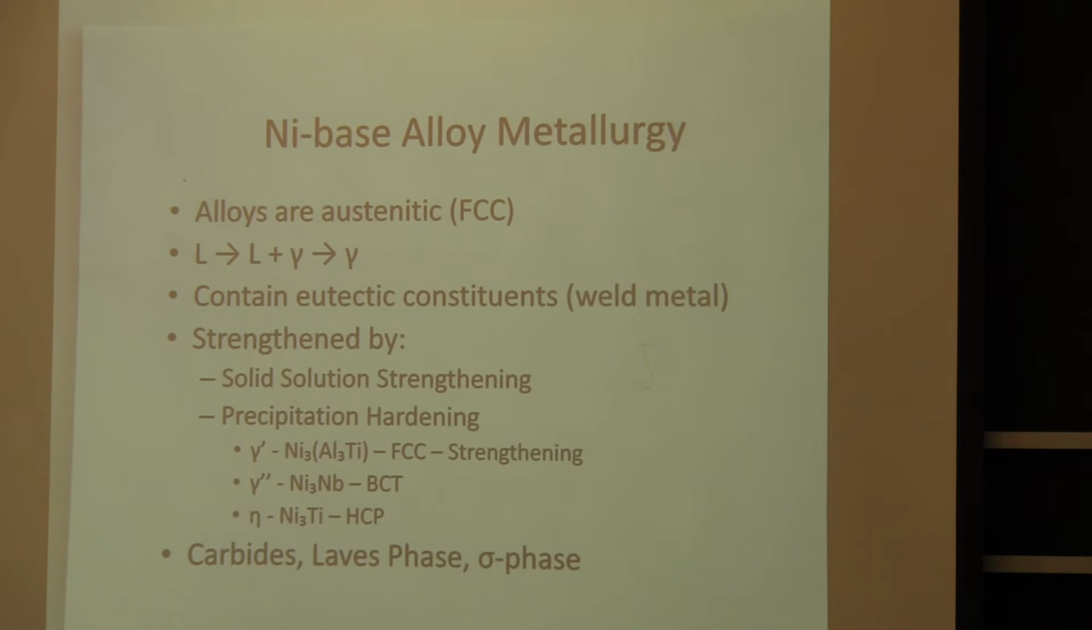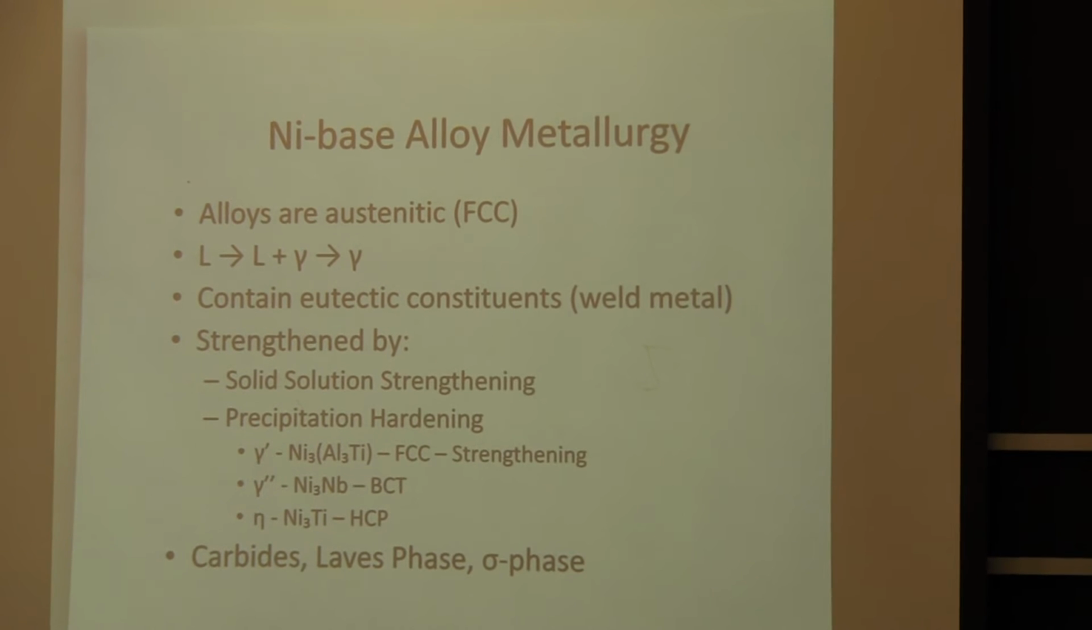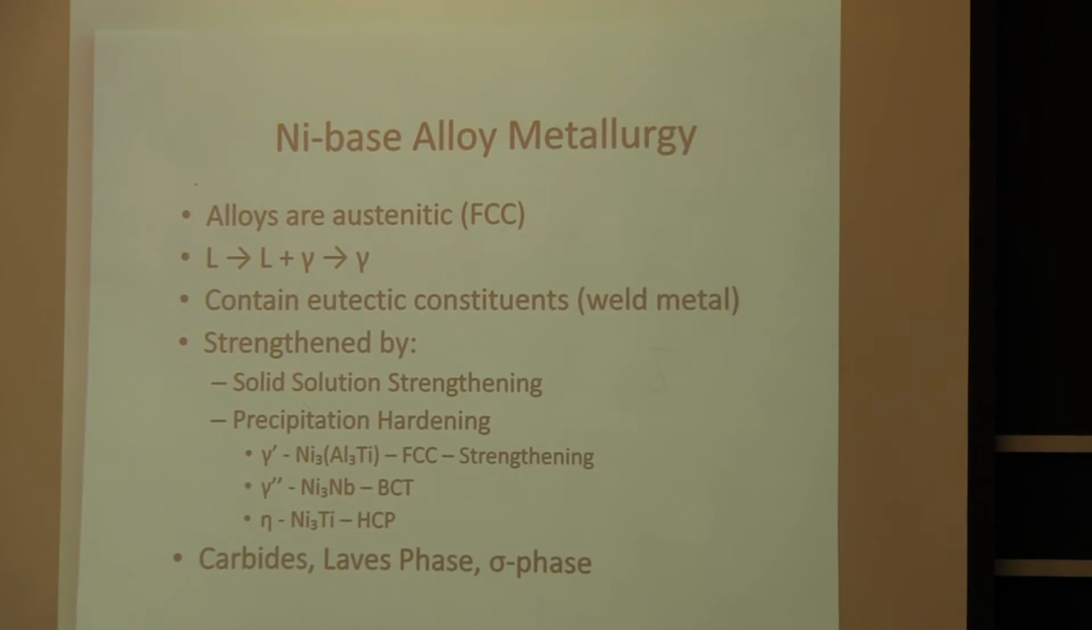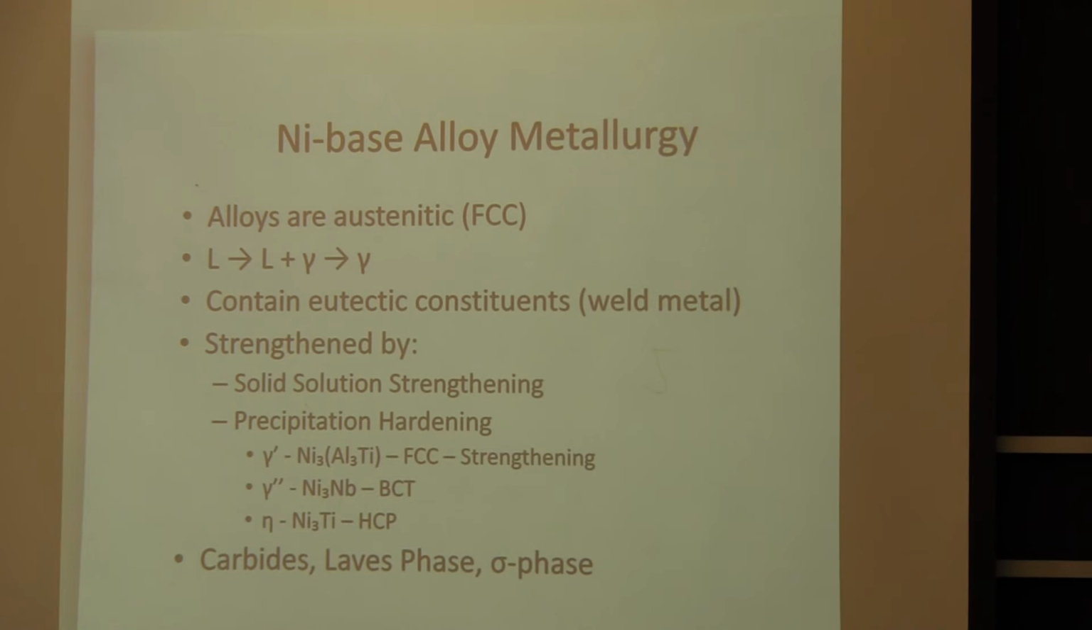Other things that form metallurgically in these alloys are various carbides of the different alloying elements that you find. You find something called Laves phase, which is often the low melting eutectic phase that you find at the grain boundaries and at the solidification boundaries. We talked a little bit about sigma phase in stainless steels. That's also found in nickel-based alloys at times.